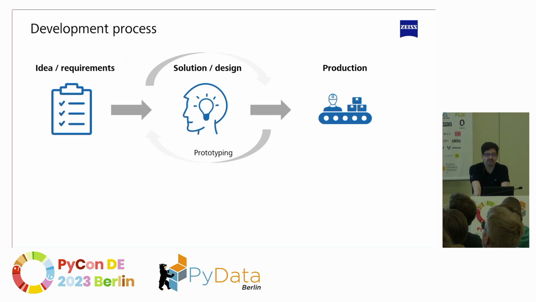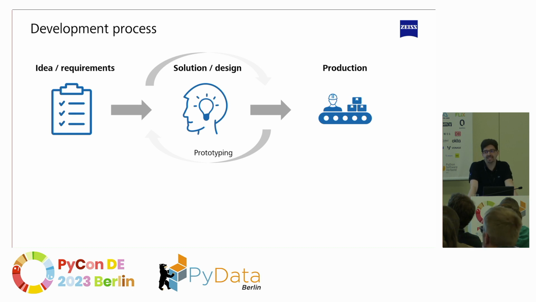So when you look into a classical development process, you come up with some ideas how you want to solve it, or some requirements. Then you think of a solution, and you build a prototype, and you iterate that a couple of times, check what's good on the prototype, what you still have to do better, and then at some point you say, now we're good enough, we go into production.